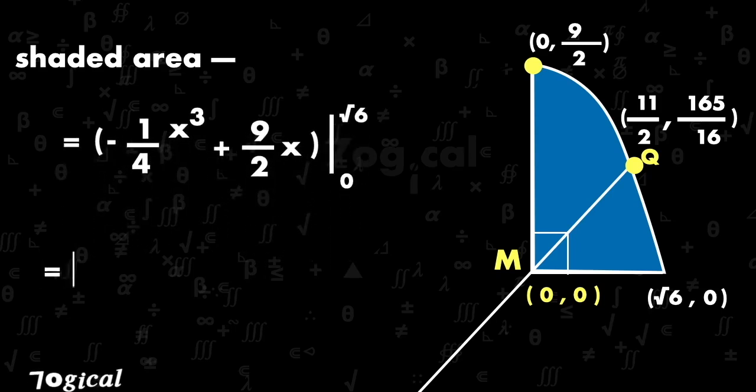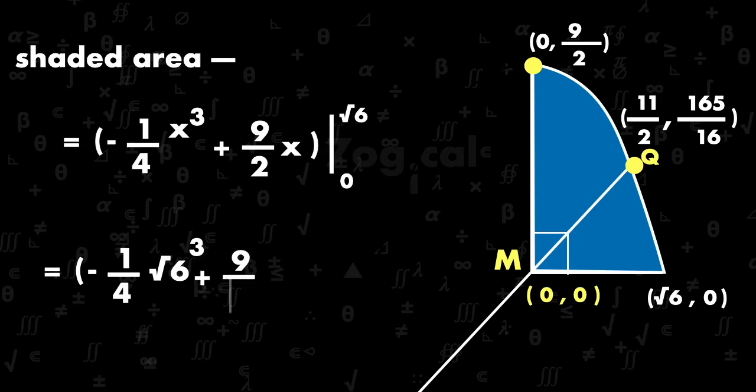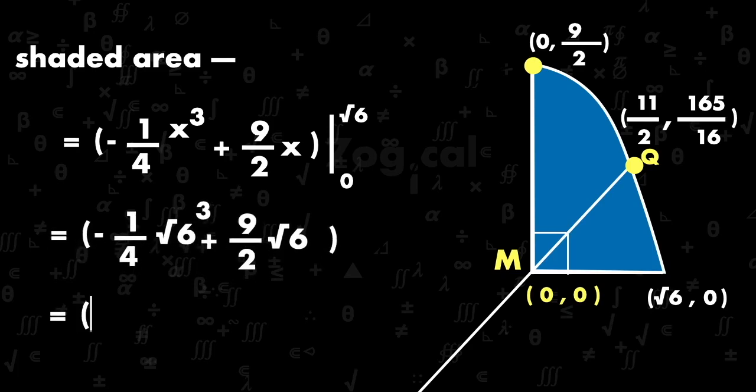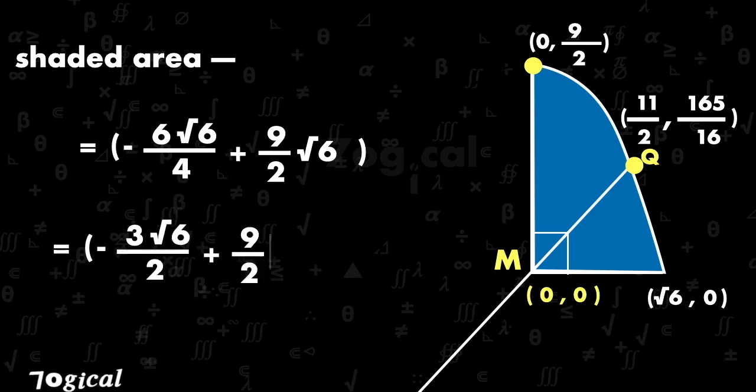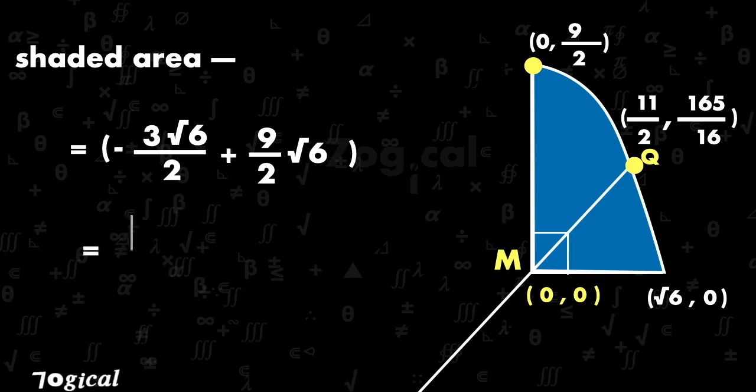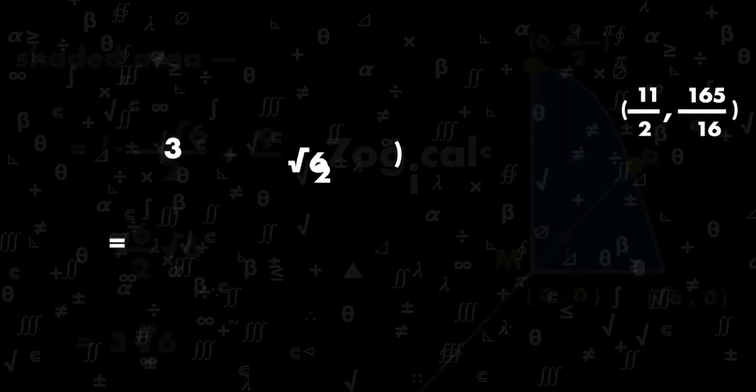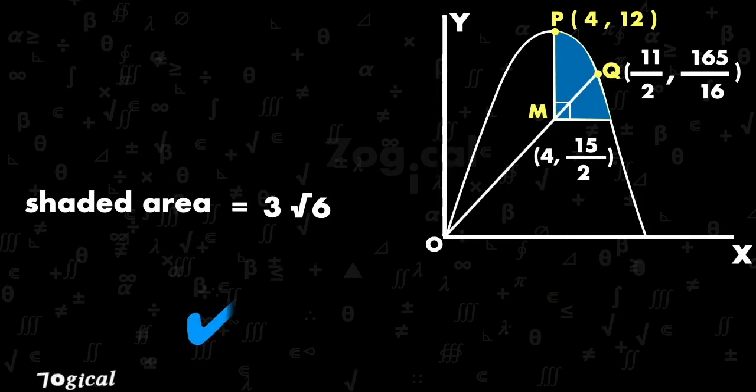Putting the limits, we have minus 1 by 4 into (root 6) to the whole cube plus 9 by 2 into root 6, which is equal to minus 6 root 6 upon 4 plus 9 by 2 into root 6, then minus 3 root 6 upon 2 plus 9 by 2 into root 6. On simplifying, it becomes 6 upon 2 into root 6, and it becomes 3 root 6. This is the correct answer.